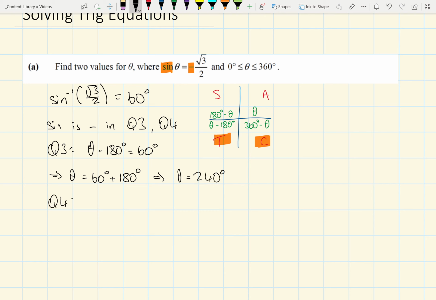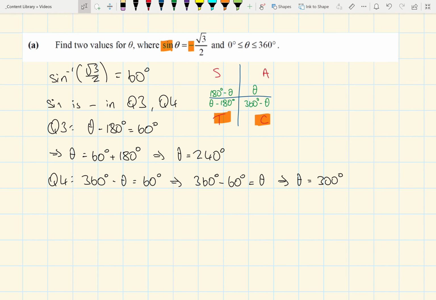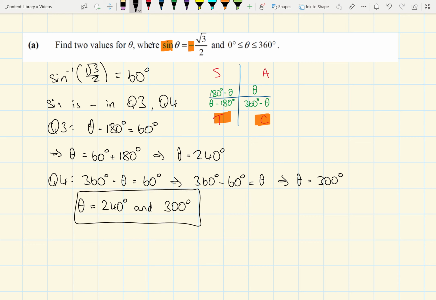And for Q4, we have 360 minus theta is equal to 60 degrees. 360 minus 60 is equal to theta. So we have theta is equal to 300 degrees. They asked us to find two values. We found our two values. Just write them out nice and neat at the end. So theta is equal to 240 and 300 degrees. And there's our two answers for part 1.